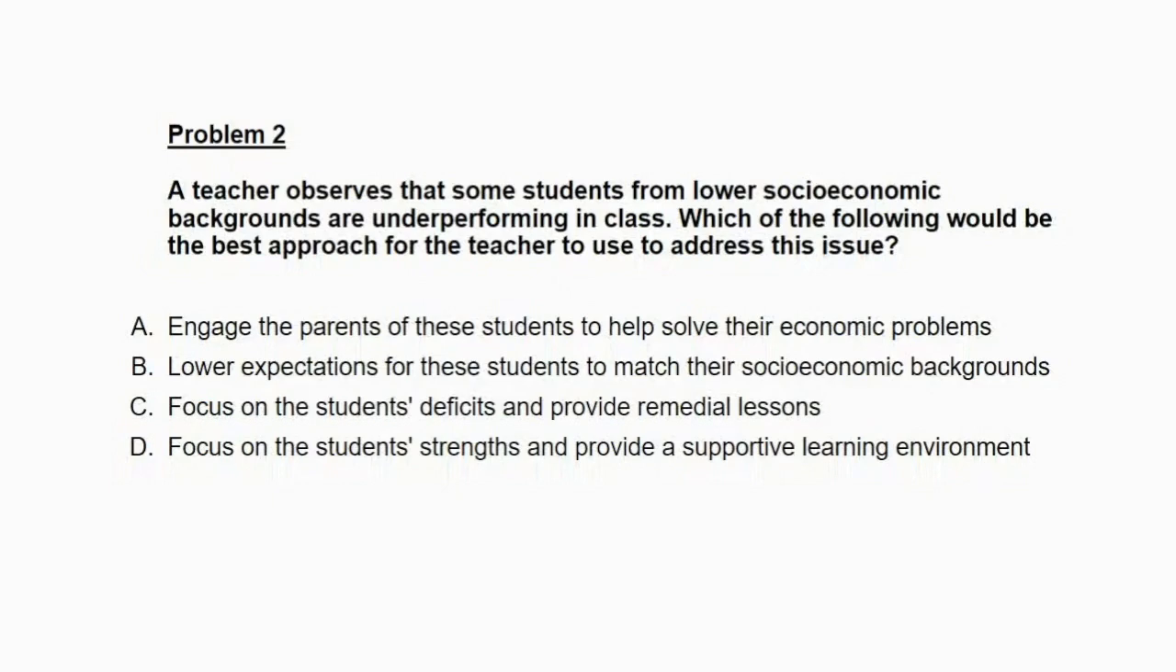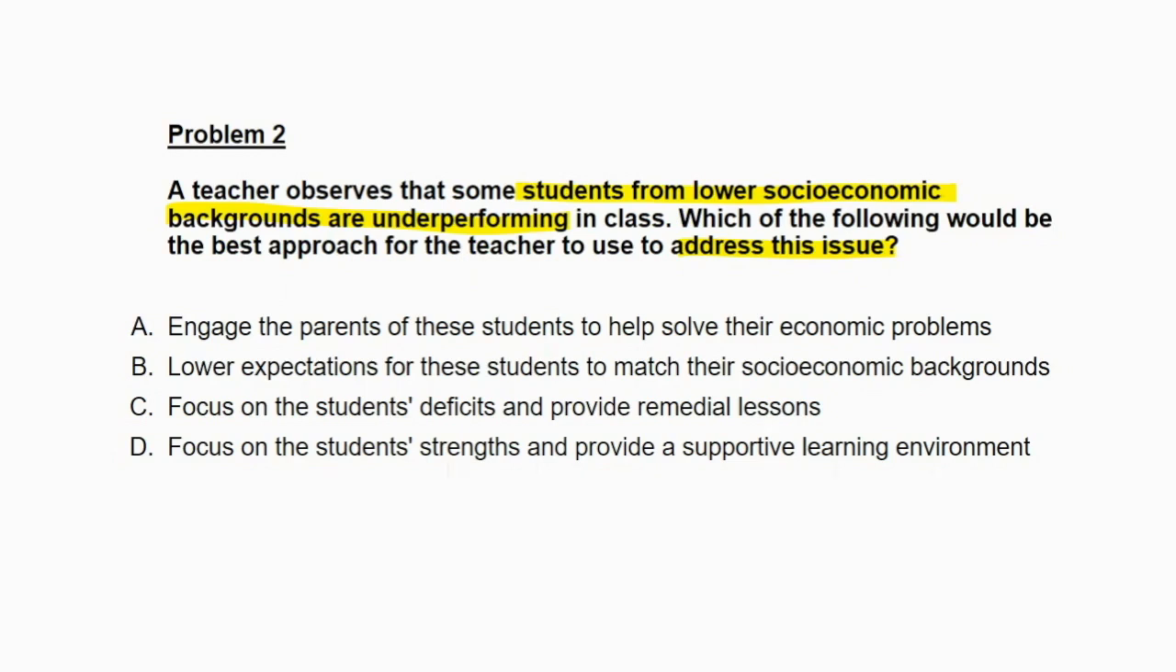Problem 2 reads, a teacher observes that some students from lower socioeconomic backgrounds are underperforming in class. Which of the following would be the best approach for the teacher to use to address this issue? Let's take a look at the answer choices and see which is best. A, engage the parents of these students to help solve their economic problems. B, lower expectations for these students to match their socioeconomic backgrounds. C, focus on the students' deficits and provide remedial lessons. D, focus on the students' strengths and provide a supportive learning environment.